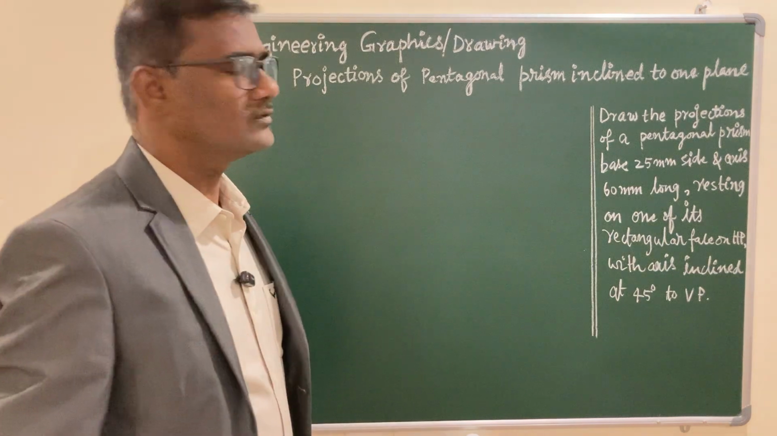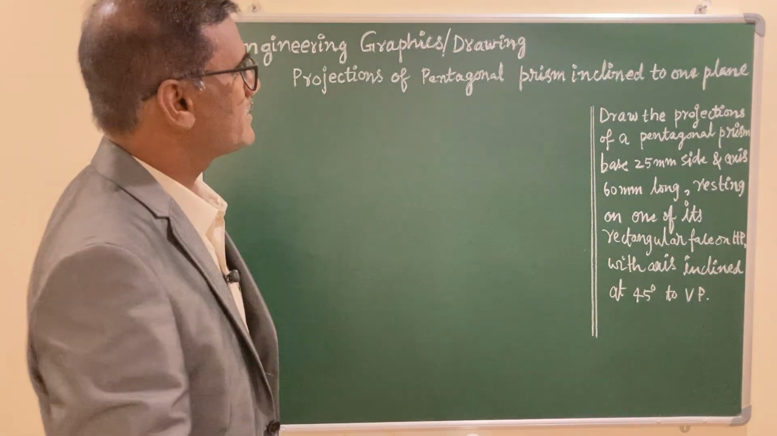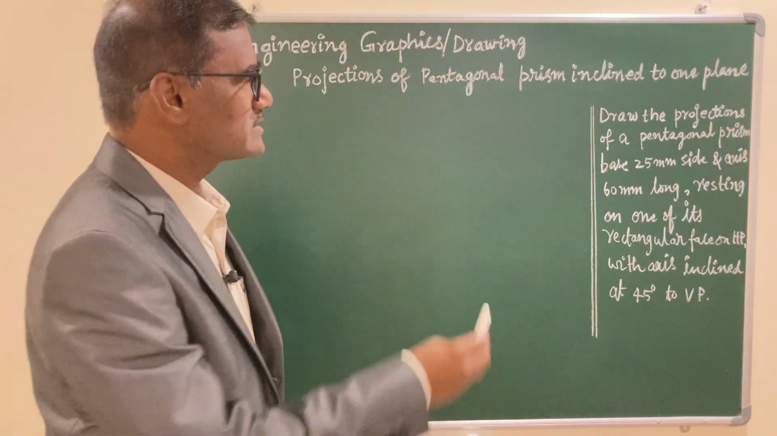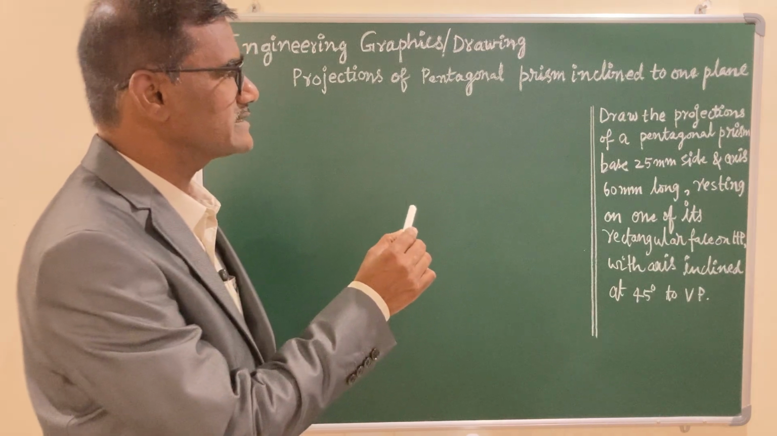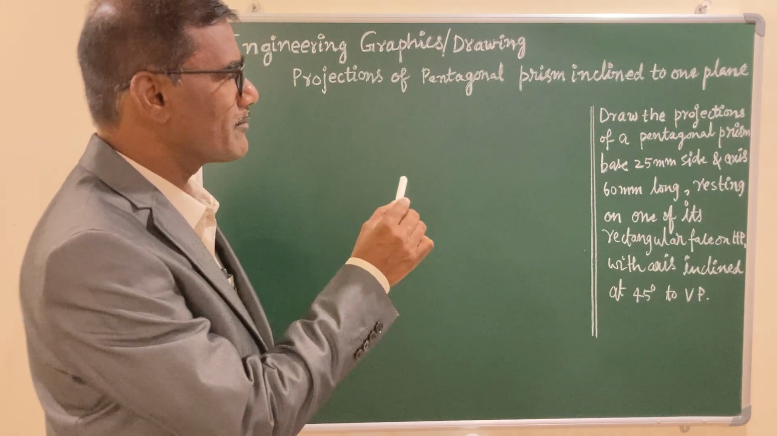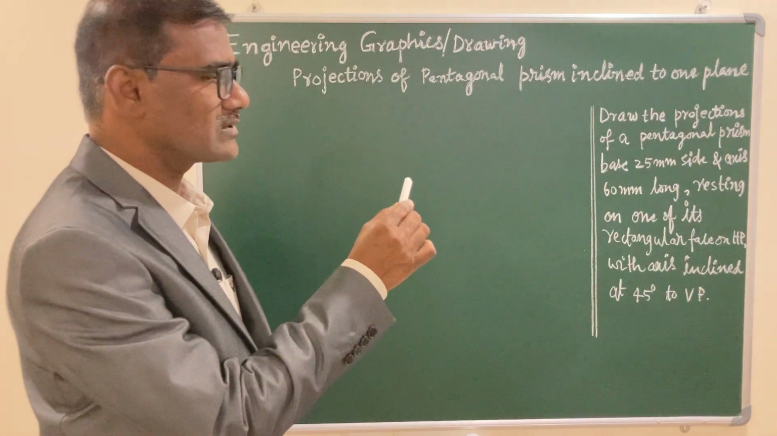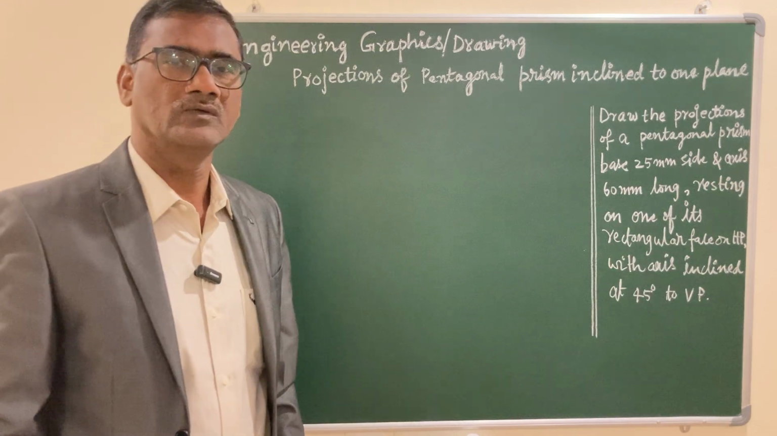In today's video lecture, you will be learning how to draw the projections of a pentagonal prism which is inclined to one of the principal planes. To understand this problem, let us look at it. Draw the projections of a pentagonal prism with base edge 25 mm and axis 60 mm long, resting on one of its rectangular faces on HP with the axis inclined at 45 degrees to VP.